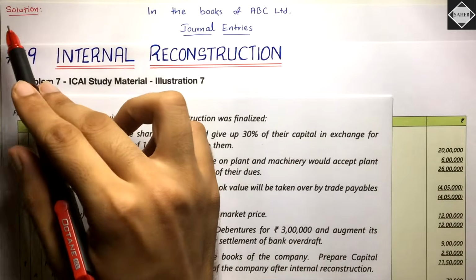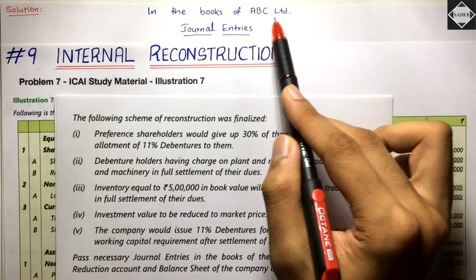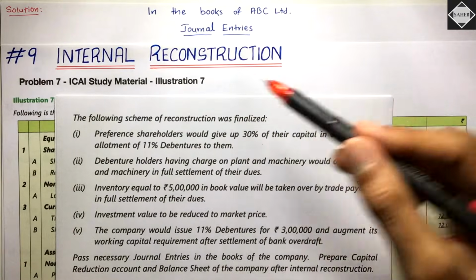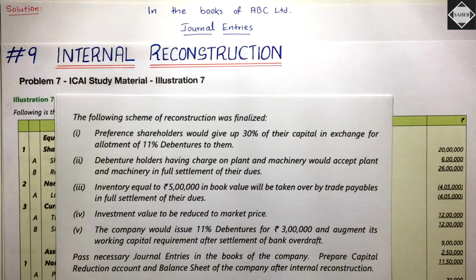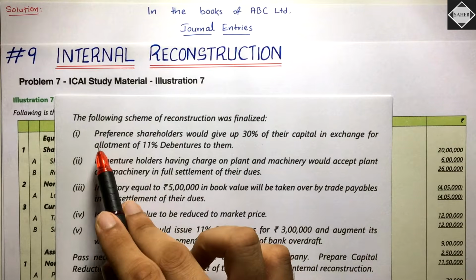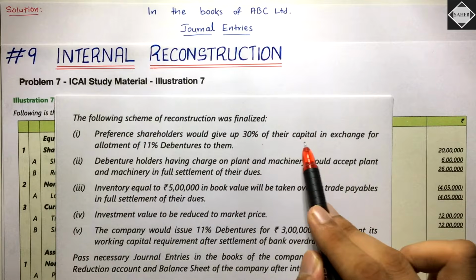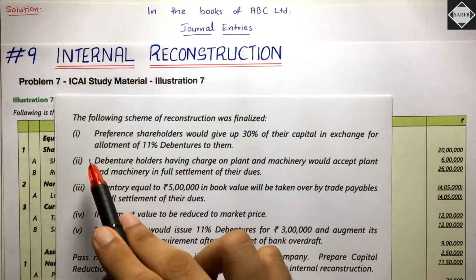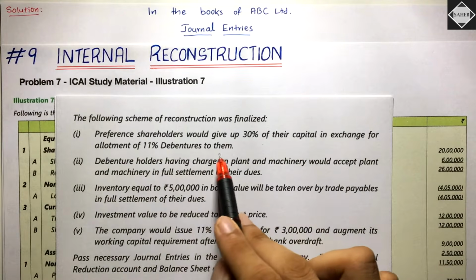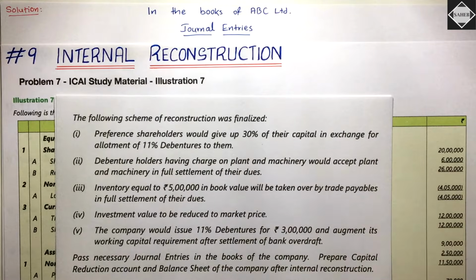Now see, here we have the solution. In the books of ABC Limited, we have to pass the journal entries by going through the scheme of reconstruction. So let's start with the first one. Preference shareholders would give up 30% of their capital in exchange for allotment of 11% debentures to them. Now, did you understand anything by this sentence?